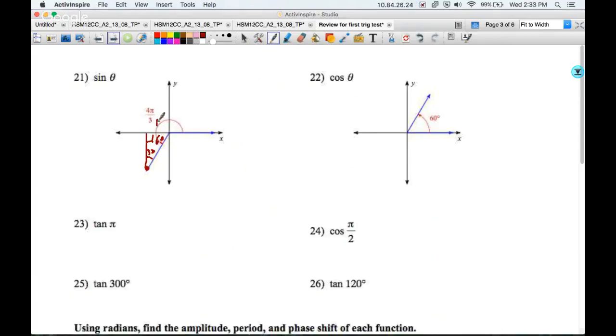That gives us side lengths 1, 2, and the square root of 3. But notice we went left, so that 1 is negative, and we went down, so the square root of 3 is negative. But hypotenuse is just always positive. It's always measured from the middle out, so that's always a positive number. Opposite over hypotenuse would equal negative square root of 3 over 2.